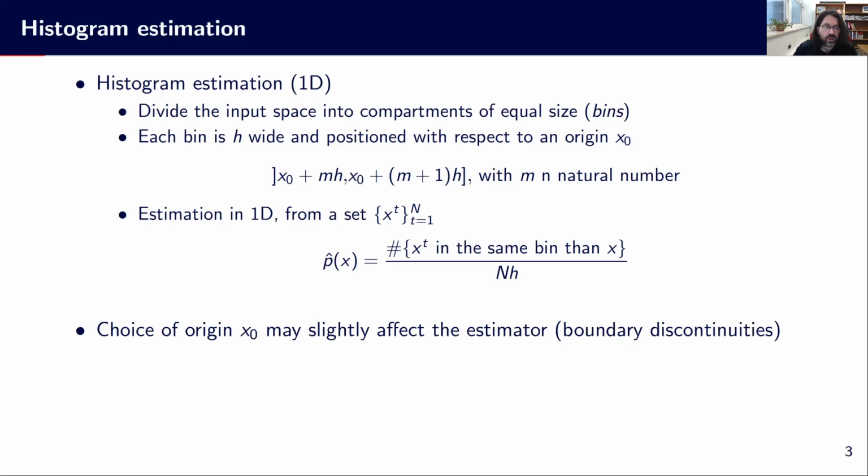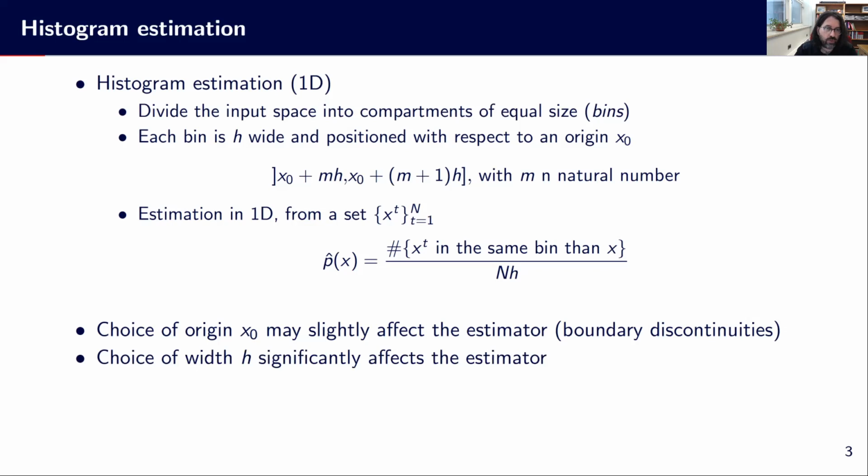The choice of the origin x0 may slightly affect the estimator, in the sense that we are moving the boundaries. In some cases, moving the boundary a little may change the count, because a sample may be assigned to another bin. And so some bins may get one or a few more samples than if we were positioned differently, but this effect is relatively light.